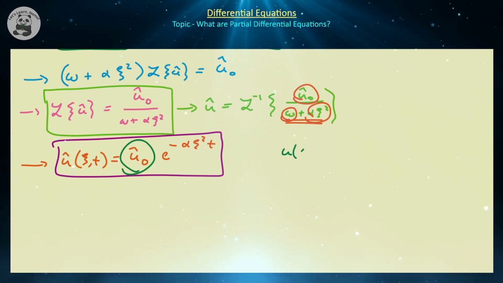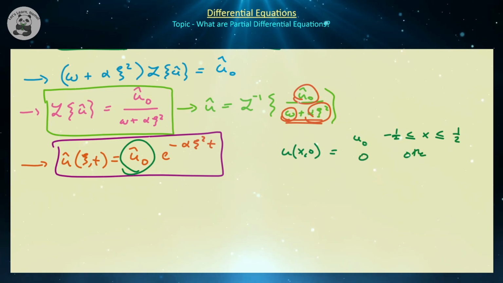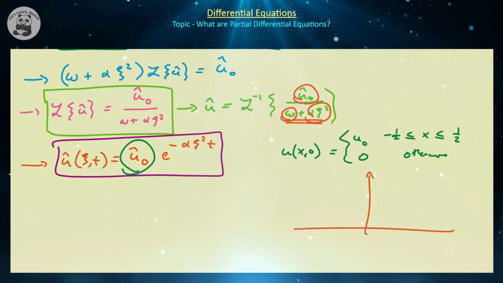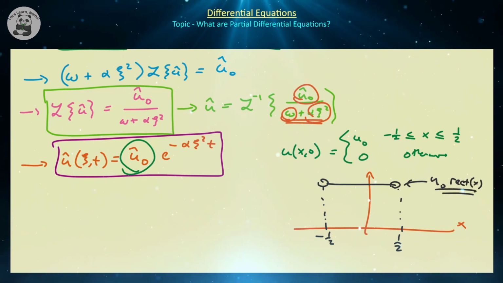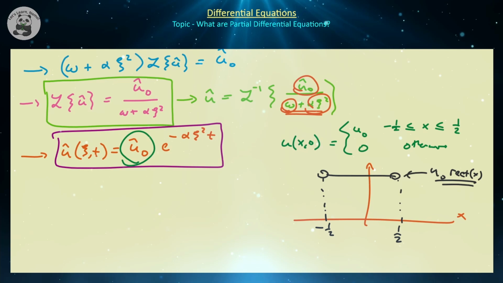Keep in mind u(x,0) was equal to u0 for minus 1/2 less than or equal to x less than or equal to 1/2, and 0 otherwise. So what exactly is this? If we look at this graph, from minus 1/2 to 1/2 we have practically a rectangular function, right? So that's just the scaled version, u0, of the rectangular function of x. And we know the Fourier transform of that.